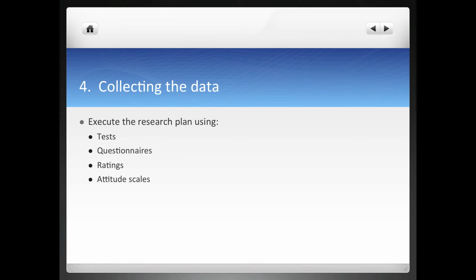Guys, collecting the data, lots of different things can happen here. If you get into a control experimental design, you typically randomly assign your subjects into one of the two groups, and then you do something to the experimental group, and then you end up taking some measurement in the end to compare the results.